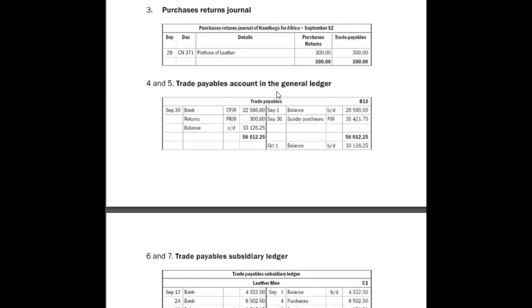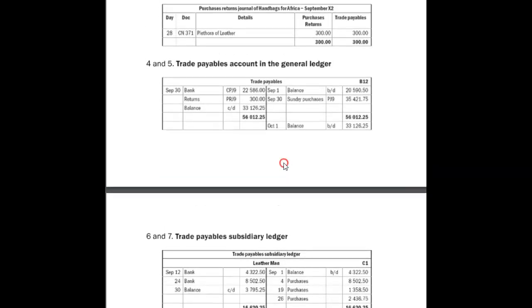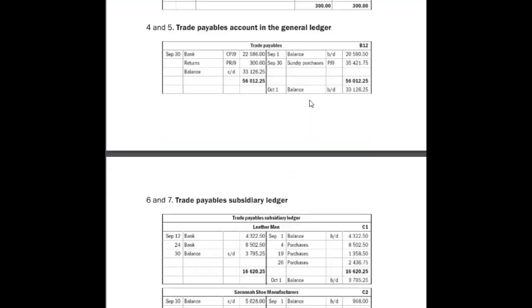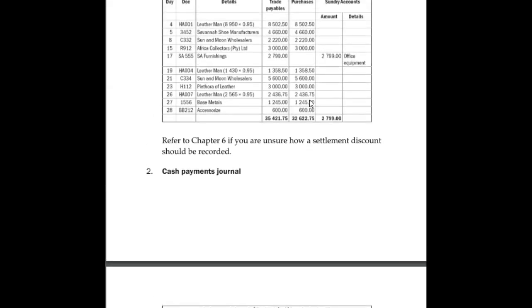That is why over here, well, we do not have a purchases ledger, but we'll put debit trade payables under the purchases. The trade payables will be the contra on the purchases ledger, and then credit trade payables, the trade payables will be purchases as a contra. Yeah, so basically that is it.